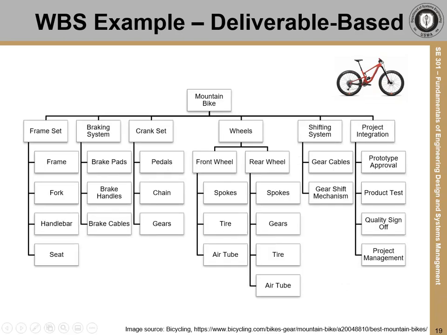And then we decompose the front wheel and rear wheel further to show what will be produced to create each of them: spokes, tires, air tubes, and in the case of the rear wheel, gears. Again, notice that each box has a noun, a thing that will be produced or accomplished in the deliverable-based approach. Contrast that with the task-based approach, which we'll use in the next example.